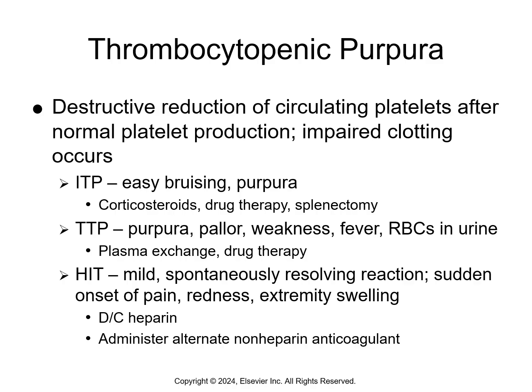So symptoms include pain, redness, and swelling in the extremity. Be aware of that. Paradoxical clotting risk. The treatment is to stop the heparin immediately and use alternative anticoagulants. And then HIT is low platelets but high clot risk.